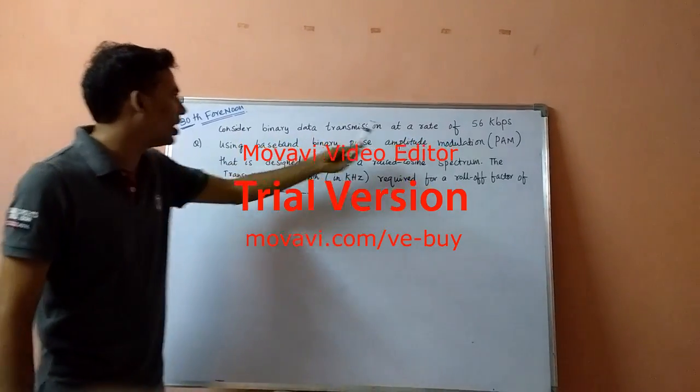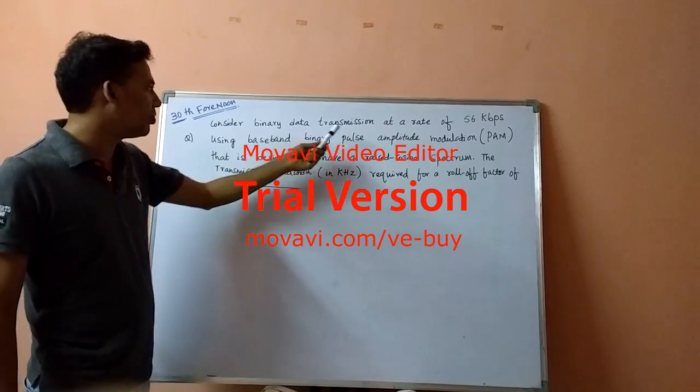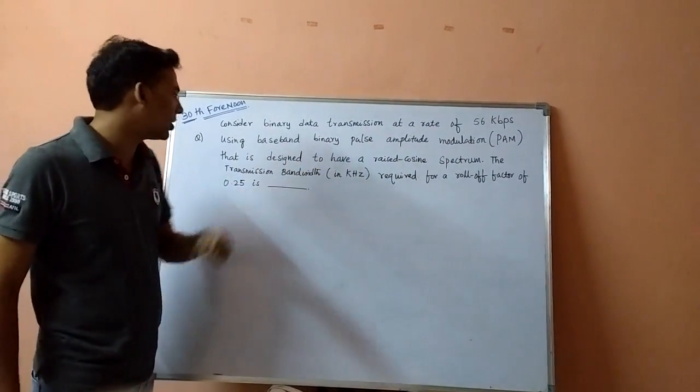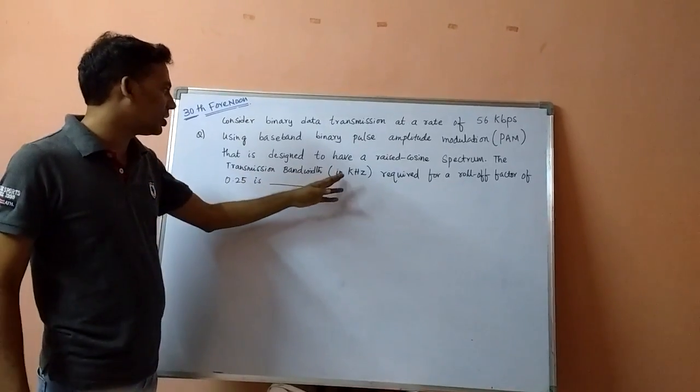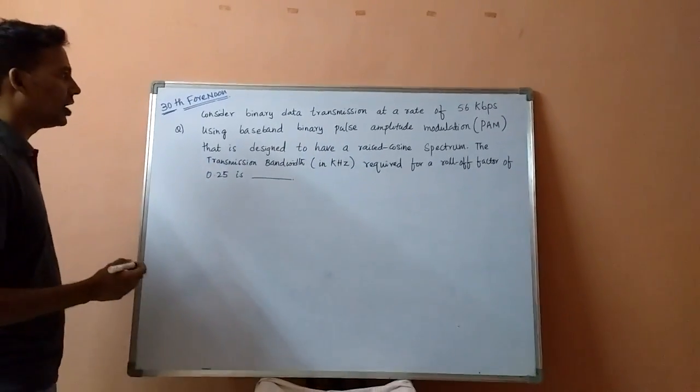Data transmission at a rate of 56 kilobits per second using baseband binary pulse amplitude modulation is designed to have a raised cosine spectrum. The transmission bandwidth in kilohertz required for a roll-off factor of 0.25 is?